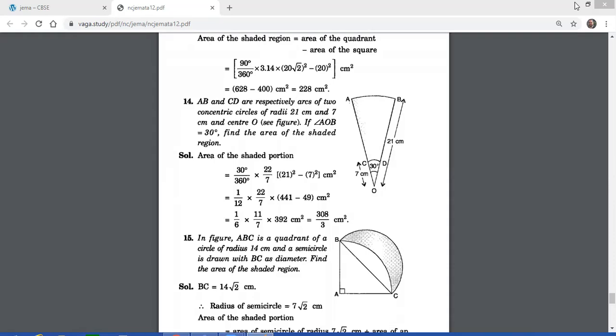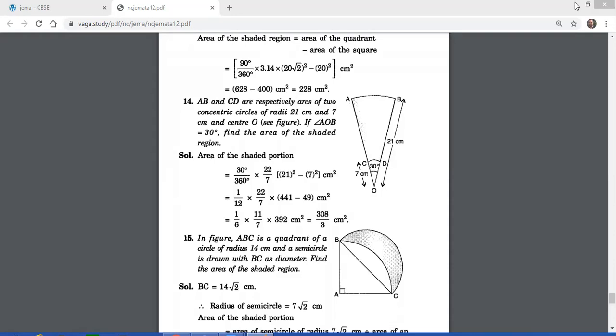So when you substitute that, we get 441 minus 49. So this we can cancel 12 times. Again, we can cancel this 6 and 22, we can cancel 11. So 1 by 6 into 11 by 7 into 392, I can solve this. When I solve this, I simplify it and get the answer as 308 by 3. So that will be the shaded region.